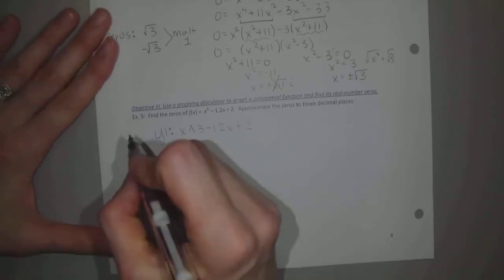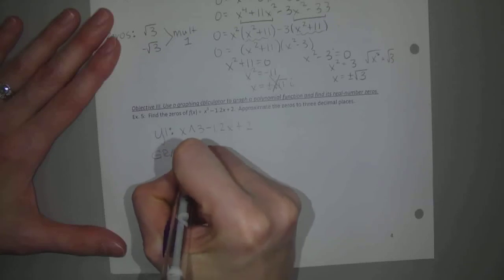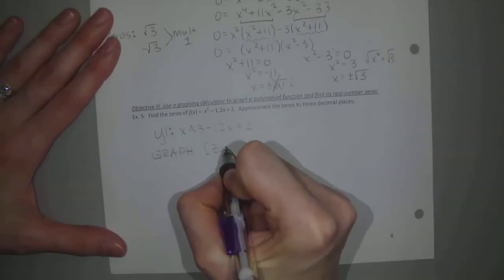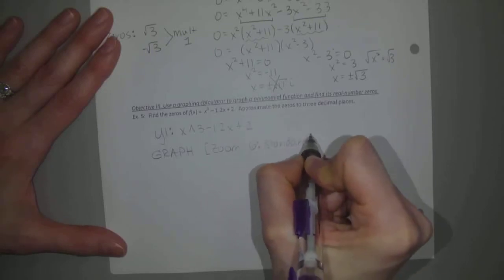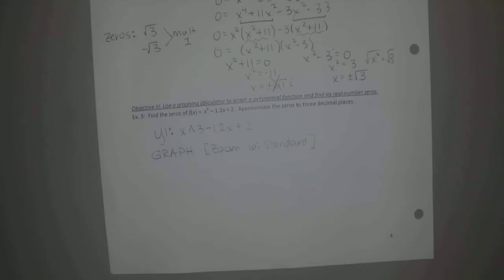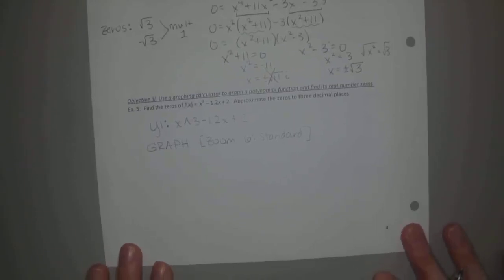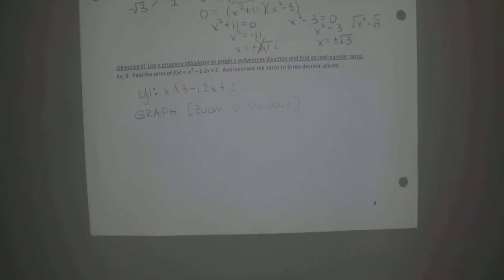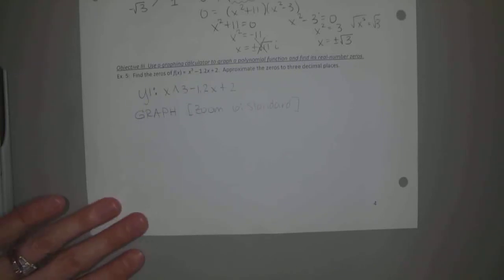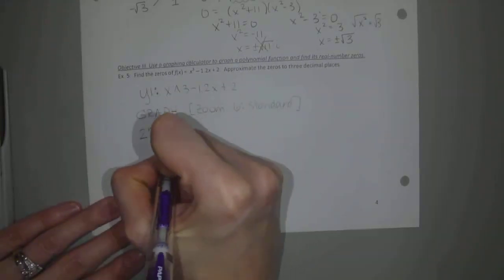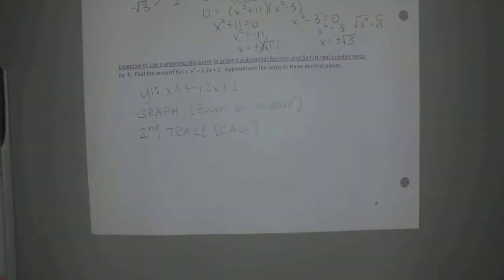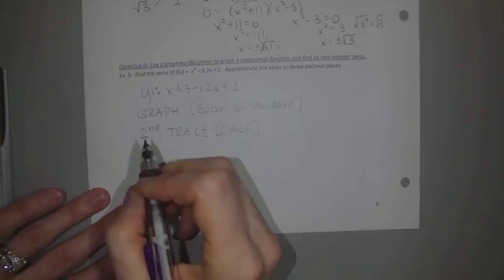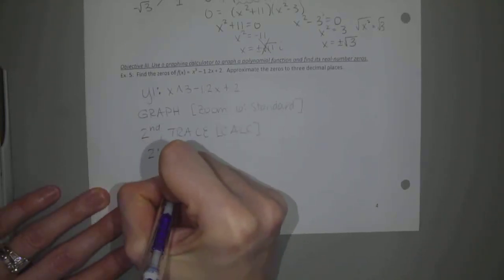And then we're going to hit graph. And if it's not good, hit zoom and then 6, which is standard. And it should get you to your normal viewing window. And I'm 99% sure in this section, most of them will be in that normal viewing window. If not, you can play around with the window. All right. So once we get there, guys, we have to use our calc feature, which is second trace. So we're going to use second trace, which is our calculate feature. And we're going to use number 2, our zero feature, okay?